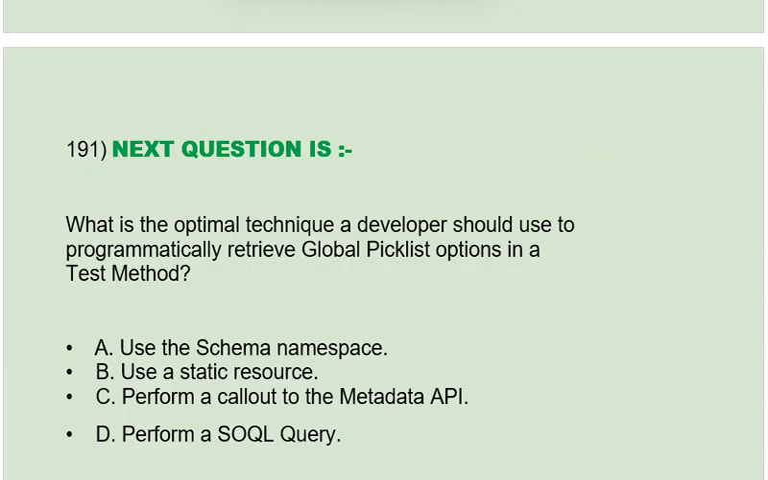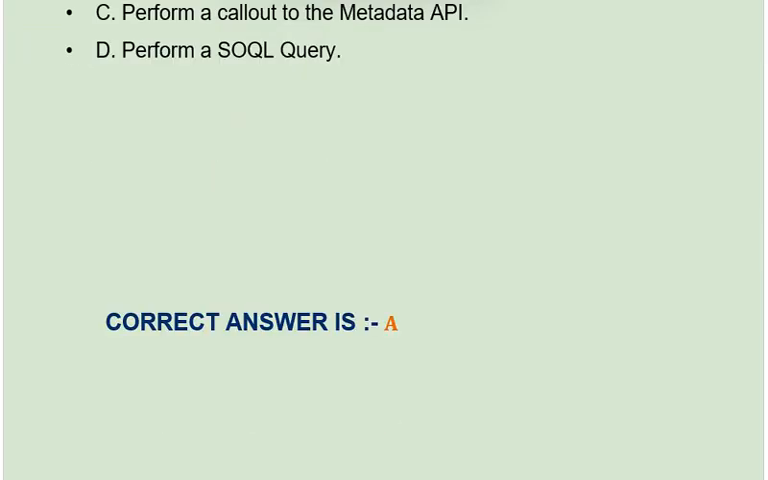Question is, what is the optimal technique a developer should use to programmatically retrieve global picklist options in a test method? Option A, use the Schema namespace. Option B, use a static resource. Option C, perform a callout to the Metadata API. Option D, perform a SQL query. Correct answer is option A.